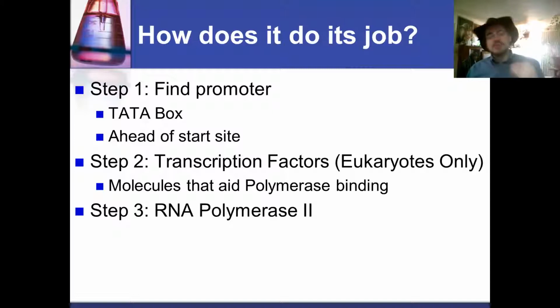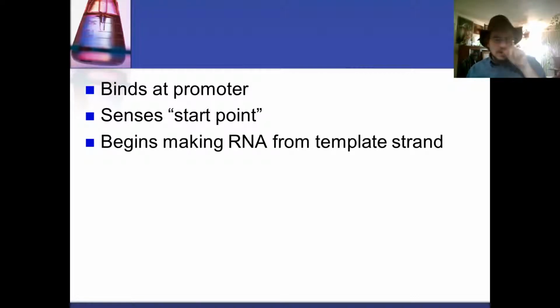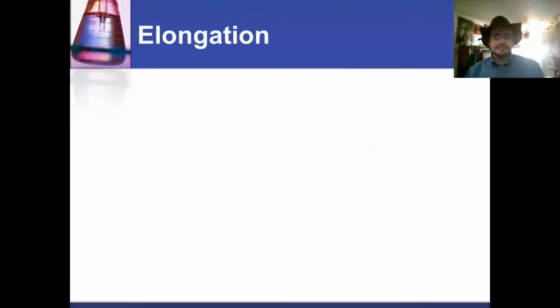And then step 3 is when RNA polymerase II just does its job. So RNA polymerase II binds at the TATA box. Then it senses the start point and begins making RNA from the template strand. So whereas in replication we used both strands as a template, in transcription we're only using one of the two strands of DNA as a template. So synthesis begins and elongation occurs.